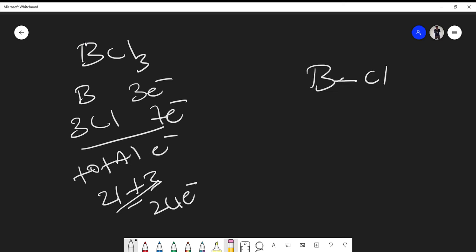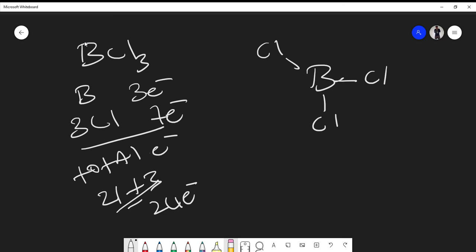I have one chlorine, another chlorine, and then another chlorine. Right? So how many electrons have we used thus far out of the 24 that we have to place? This is 2, 4, 6. So we have only placed 6 electrons thus far.